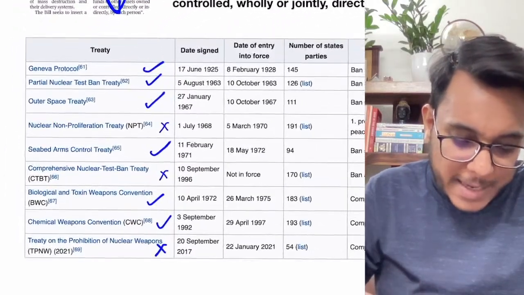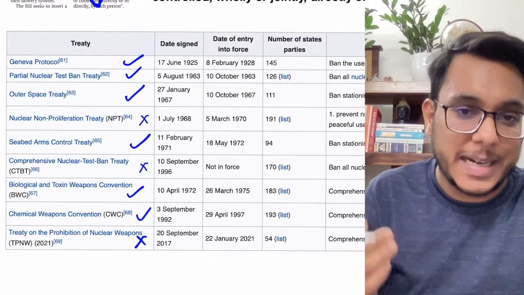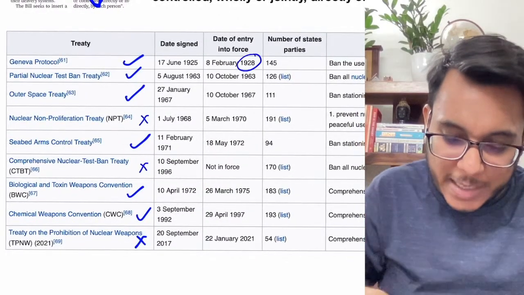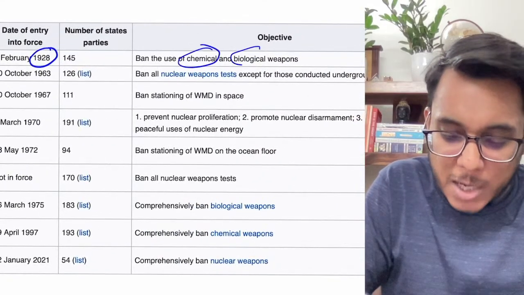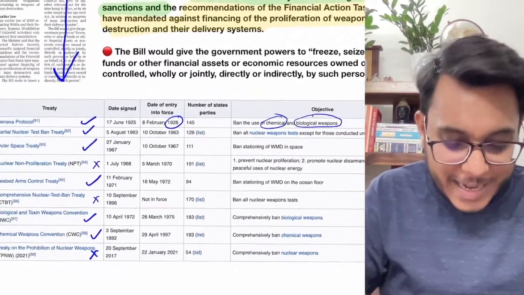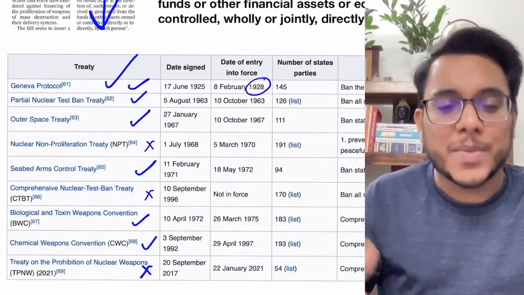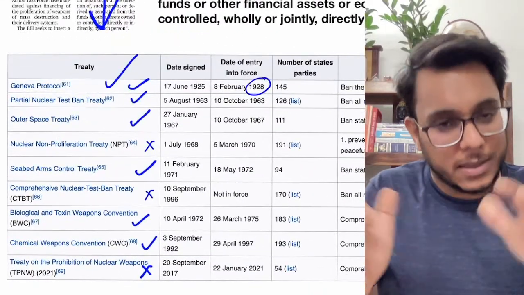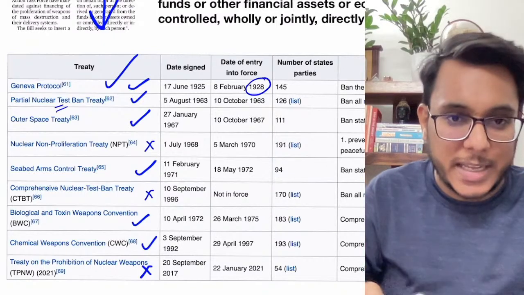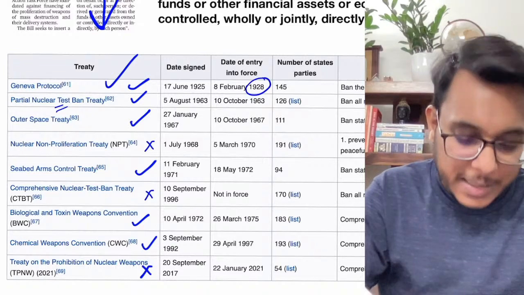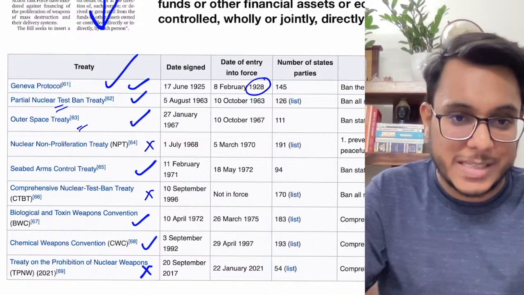So first of all, there is the Geneva Protocol. It came into force in 1928, and this protocol bans the use of chemical and biological weapons. Now, has India signed this treaty? Yes, India had signed the Geneva Protocol. Though there are certain concerns and reservations of India, India had signed it. Then the Partial Nuclear Ban Treaty is there. This India had also signed. Then the Outer Space Treaty is there. This has also been signed by India.